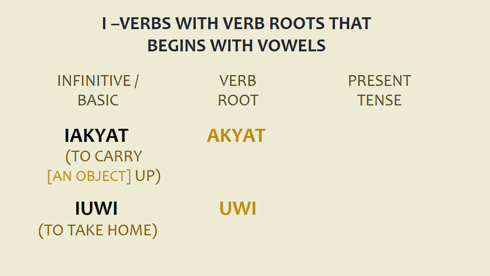For the present tense, you once again take the verb root. So we have akyat, right? And then you take the first letter and add it at the beginning. And lastly, add the prefix in. So we have inaakyat, and for inuwi, we have inuuwi.